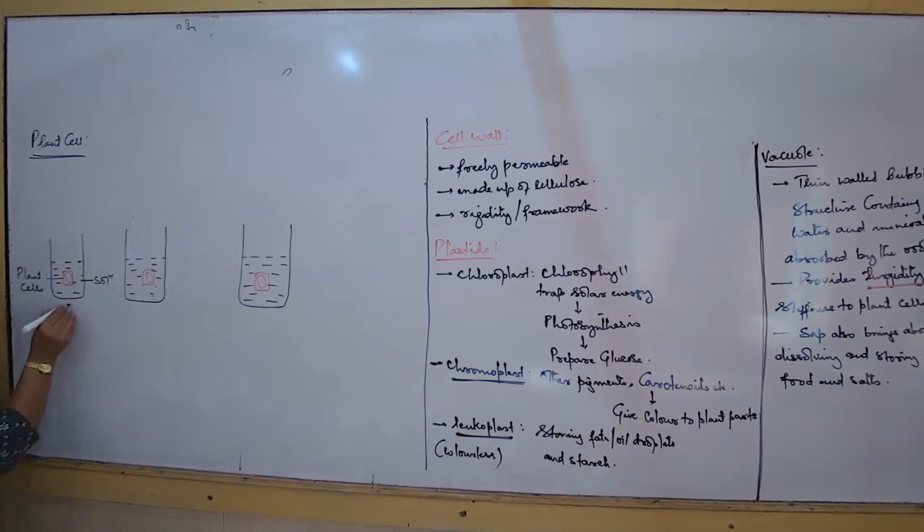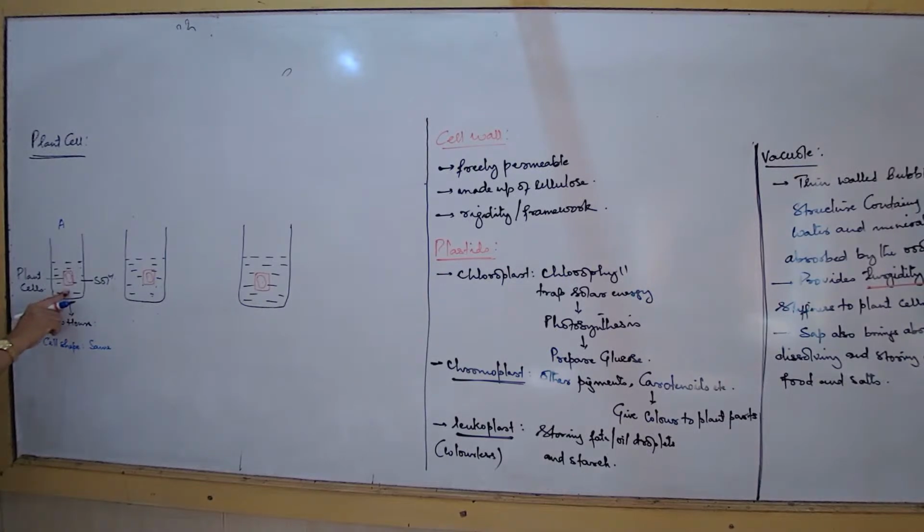Now, after a period of a few hours, what are the observations? That is what we are going to understand. After a period of a few hours, in beaker A, we see that the cell shape, what happens to the cell shape? Let us compare now in each. What happens to the cell shape? The cell shape remains as it is, no change.